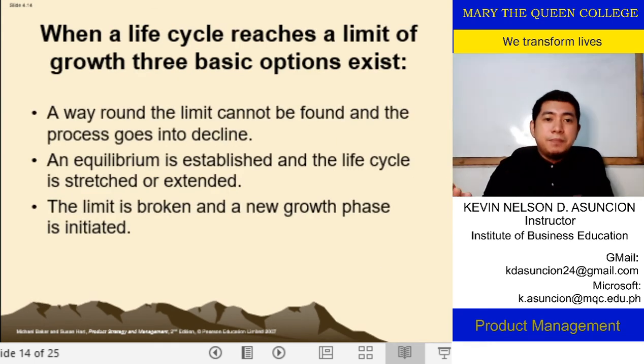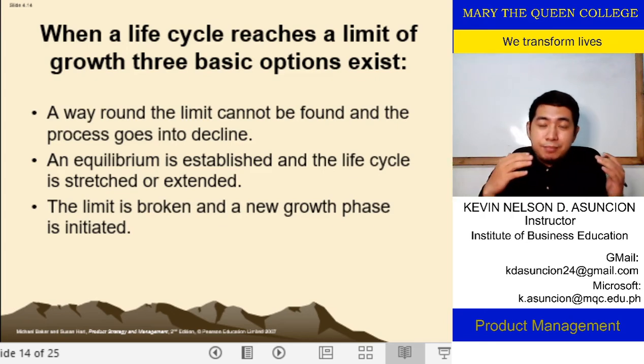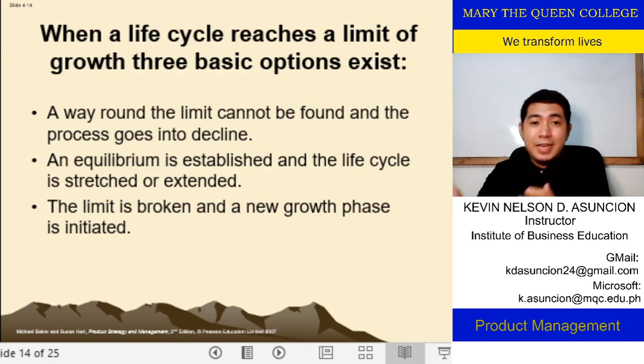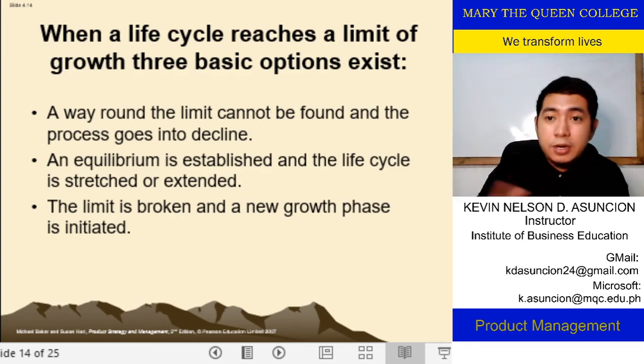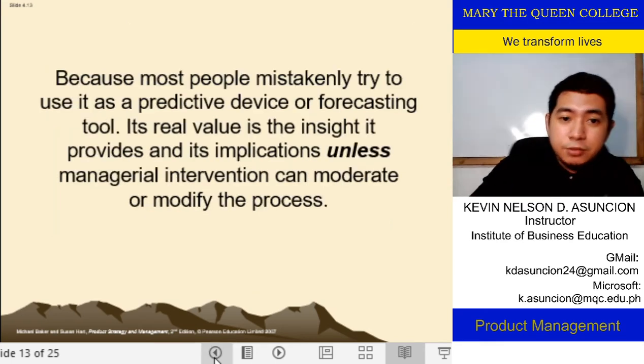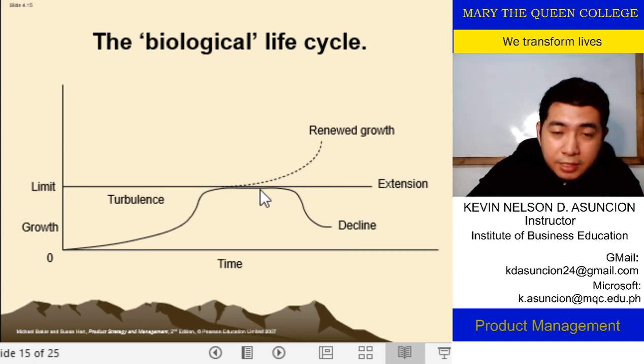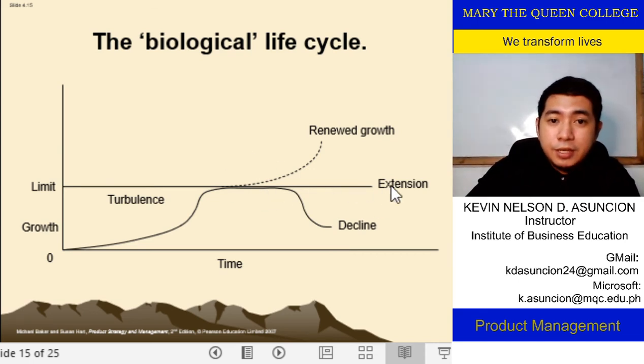Second one is an equilibrium established at the life cycle and stretched or extended. So as a marketing manager or product manager, the next thing that you can do at the very least is you try to survive and extend that growth or extend that maturity. Now you try to stay relevant. So let's go back to the diagram. Okay? So this is the second instance that you try to extend what is with your growth.